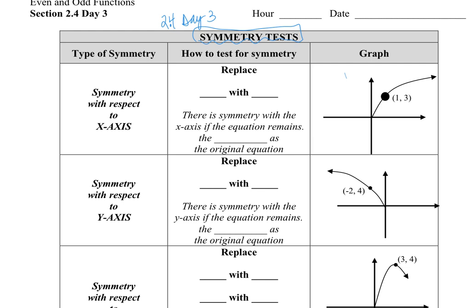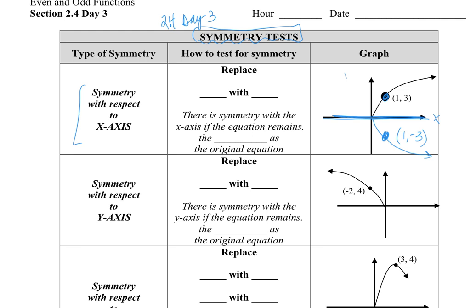So my first type of symmetry, if I start right here, is symmetry with respect to the x-axis. I look over here and say, well, here is my x-axis, okay? If it's symmetrical with respect to the x-axis, that's going to flip over the x-axis. So it's going to look like this. And if I have a specific point on that, that point will be reflected over the x-axis. So if that's at (1, 3), my new ordered pair is actually (1, -3).